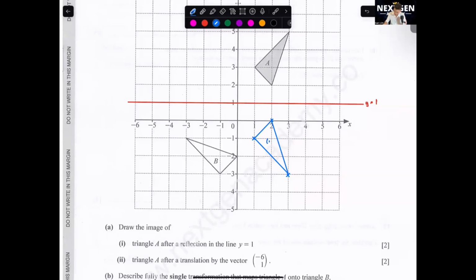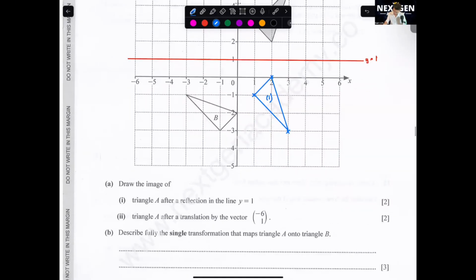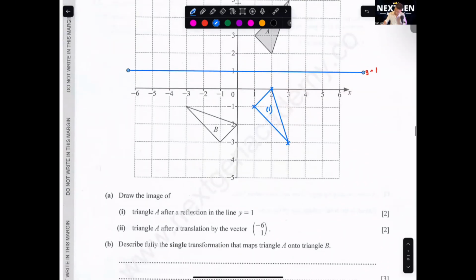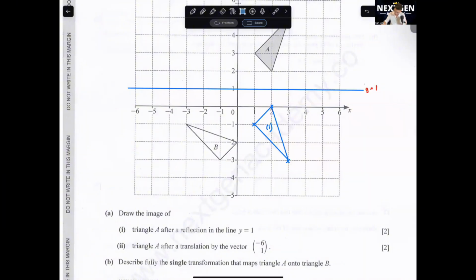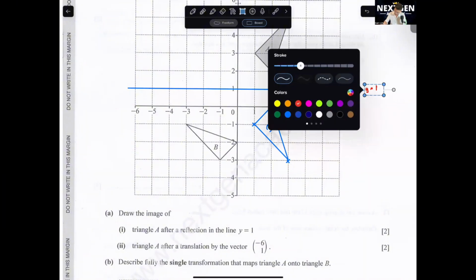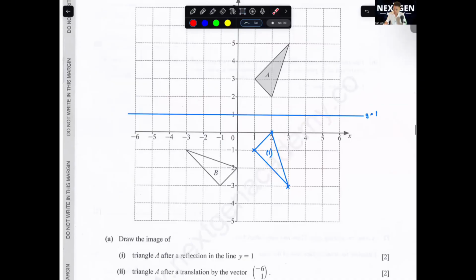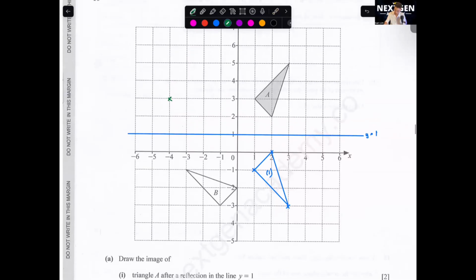Okay, this is for question number 1. Maybe I change it all to blue color, so we are clear. You can change to blue also. Number 2, triangle A after a translation by the vector -6, 1. -6, 1 means you go to the left 6 and you go up by 1. So here, 1, 2, 3, 4, 5, 6, 1. Here. Okay, go and do it for every single point.